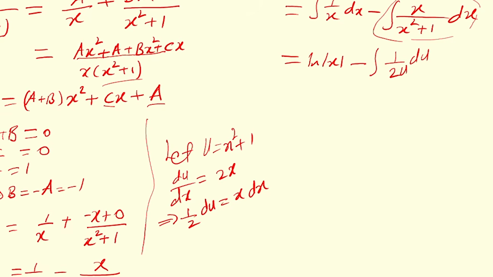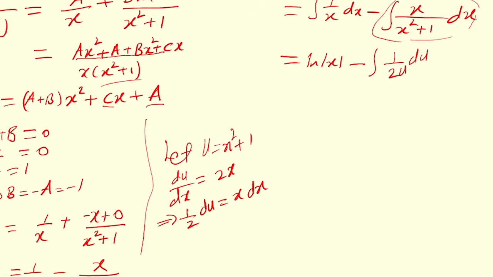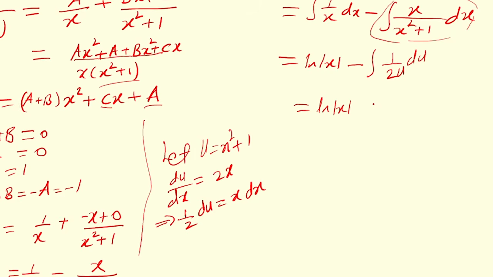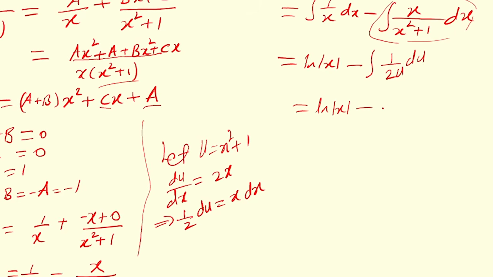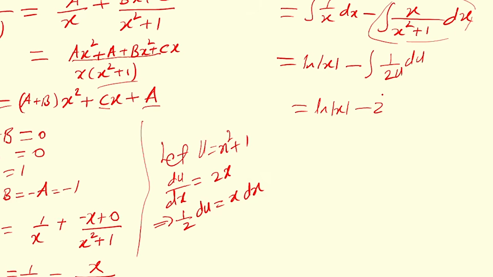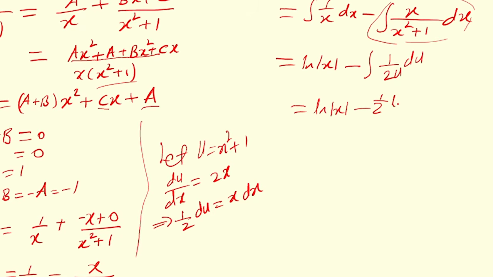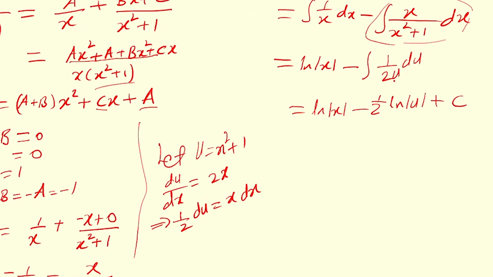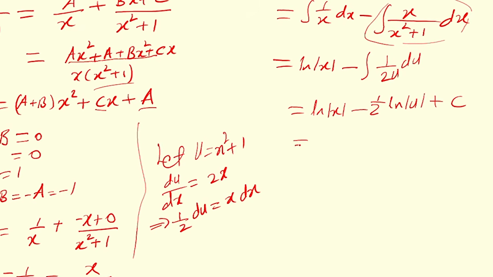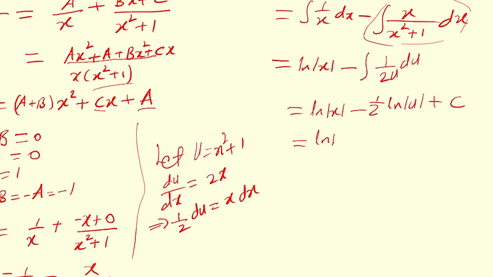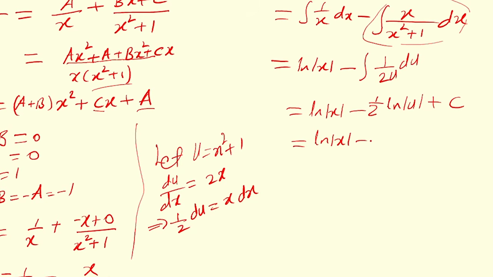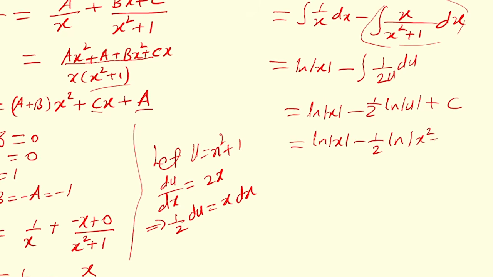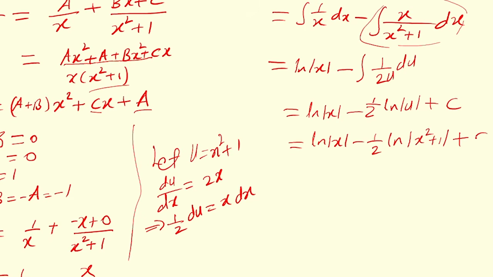This is equal to ln of absolute value of x minus the integral of 1 over u du, that's 1 over 2 ln of absolute value of u plus c, using the integral of 1 over u. Therefore, this is equal to ln of absolute value of x minus 1 over 2 ln of absolute value of u, that is x squared plus 1, plus the constant c.